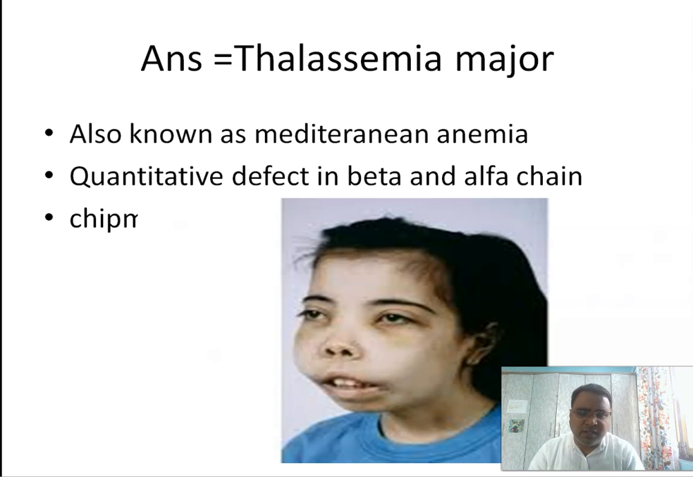You can look at the face. The face is usually known as hemolytic facies or chipmunk facies. Prominence of maxilla, depressed nasal bridge, frontal bossing, malocclusion of teeth, all these are common. Pallor with massive hepatosplenomegaly with a history of repeated blood transfusion. This is the case of thalassemia major. Blood transfusion will be required after 4 to 6 months of age, and every month the child will require blood transfusion. Ultimately the child will die of anemia, heart failure, or iron overload. This is thalassemia major, also known as Cooley's anemia.